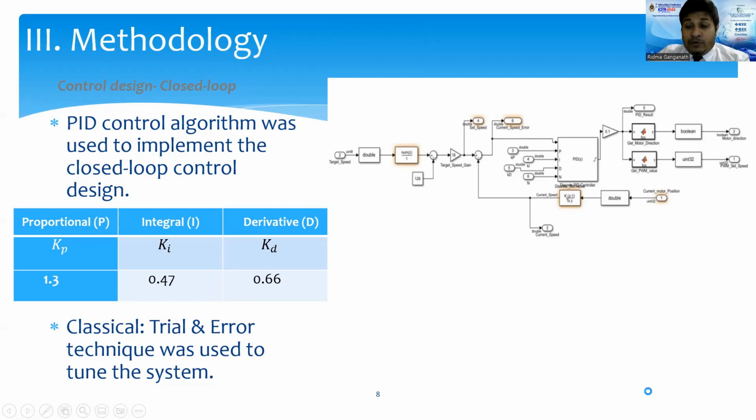A 12-volt DC gear motor with an encoder was used to measure the position of the motor. Finally, an L298 dual H-bridge motor driver allows the control of direction and position of the DC motor.